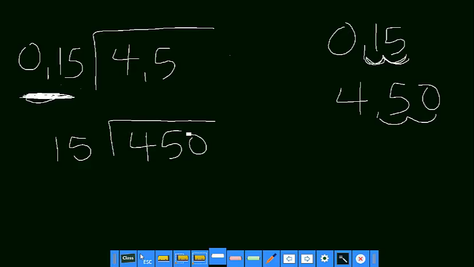Look at this. The original decimal problem is now converted into a new form. And we know this. We know how to use that. We know how to solve this. We've done it before, right?